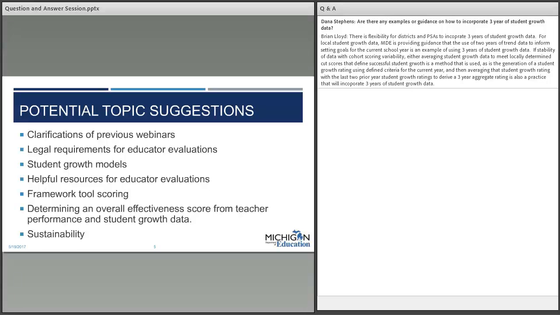Yes, and as a follow-up to that question, we have another question down here. So what would be an alternative for new teachers, first and second year, who do not have 3 years of data?